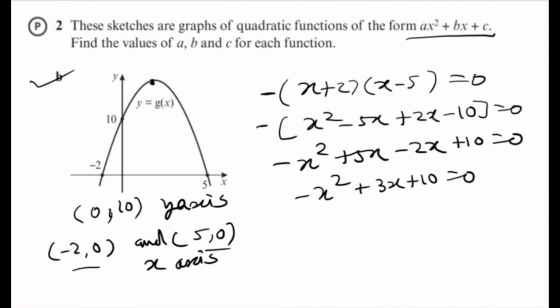So find the value of a, b, c. Compare it. So my a is equal to minus 1, my b is equal to 3 and my c is equal to 10. So if you know your y-intercept and your x-intercepts, you can figure out what your function is, or what function this graph is about.